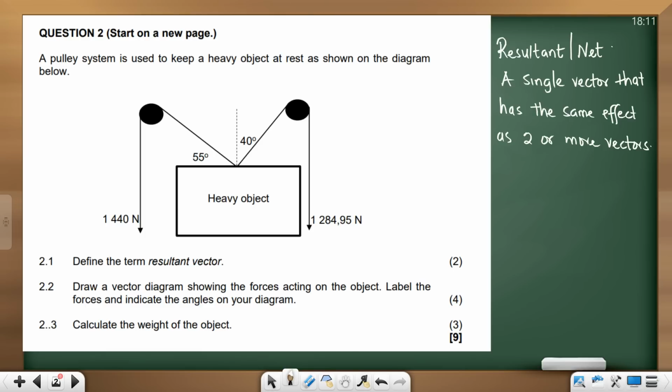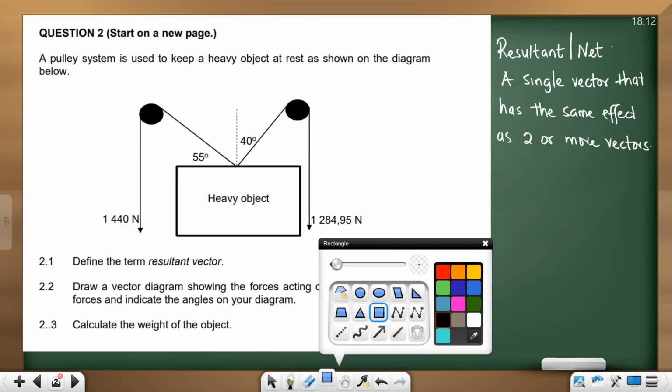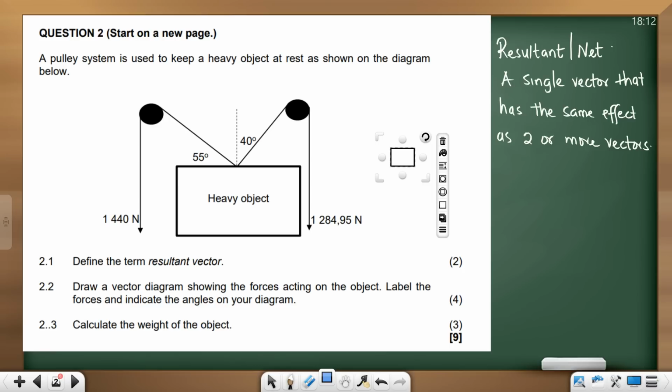Now, if I ask you, the examiner says, draw a vector diagram showing the forces acting on the object. A vector diagram tells me I'm not going to use a dot, I'm going to use a box. So if I were to draw a vector diagram, I'll be using a box, and I have to show these forces exactly where they are. That's the difference. If it was a free body diagram, what will I be using? A dot.